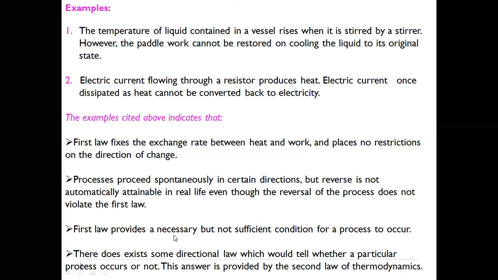And firstly, the first law provides a necessary but not sufficient condition for a process to occur, as we have already discussed. There does not exist some directional law in it which would tell us whether a particular process occurs or not. This answer is provided by the second law of thermodynamics. That means in the second law we will study the direction, whereas in the first law we will study only the amount of transfer of work and heat between the system and surroundings.